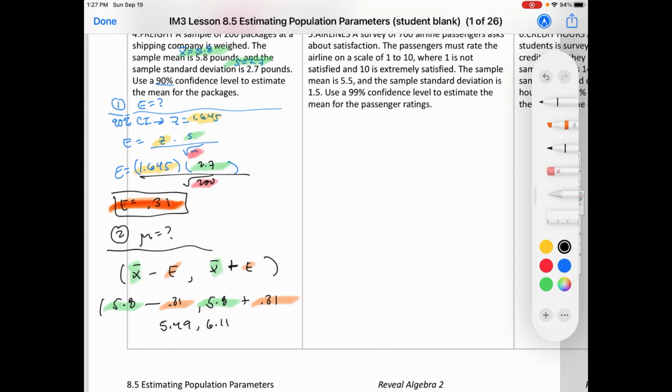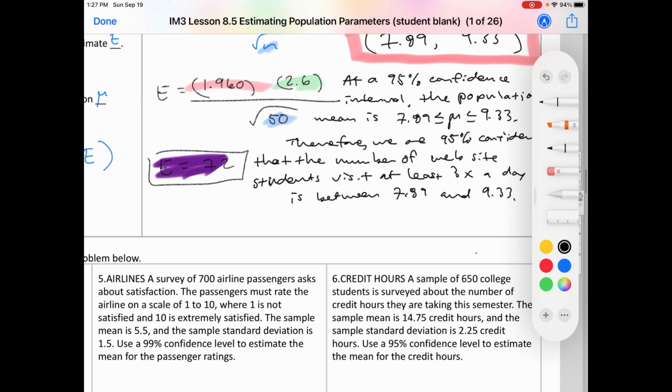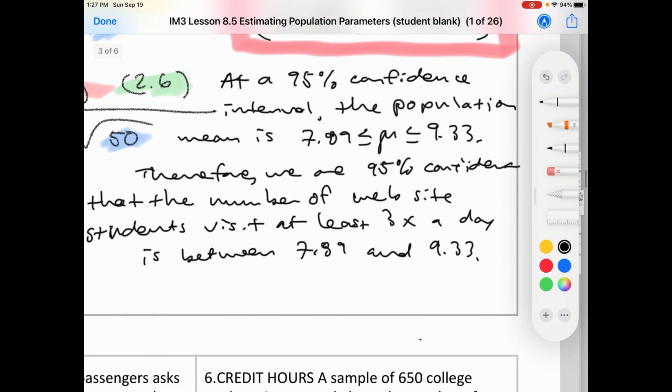So again, we don't know what the total population size of those packages is, but we are 90% confident. Let's write that sentence frame. Guys, this is what I'm telling you about. Technology is really helpful for me. Instead of writing all that out, let's see.